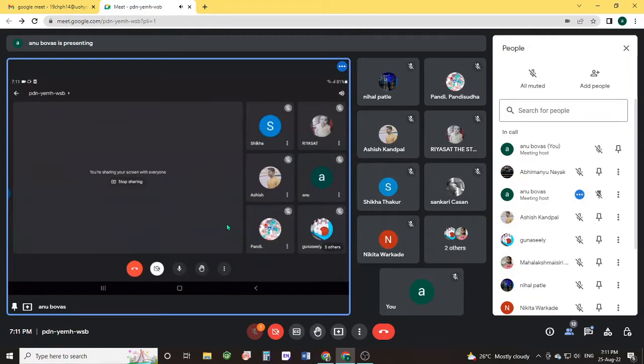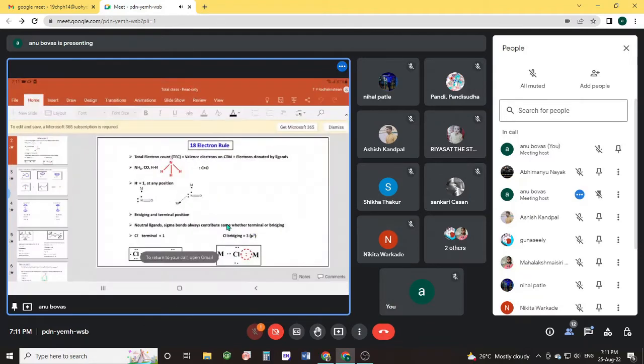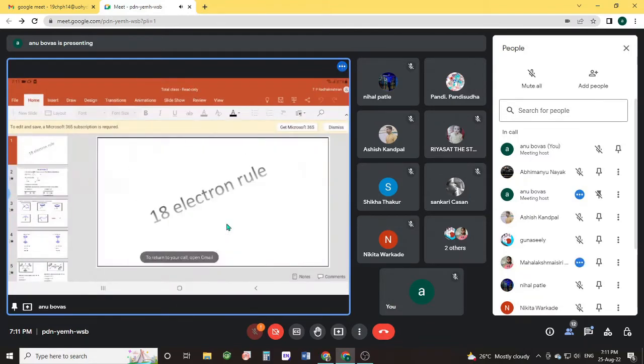Today we will be discussing the 18 electron rule. Normally we used to discuss different questions from different topics, but today we will be discussing the 18 electron rule, from 2017 to 2022. I have clubbed all the questions asked in these years and will be discussing them in this particular presentation. So now I will be sharing my presentation. Hope my slides are visible.